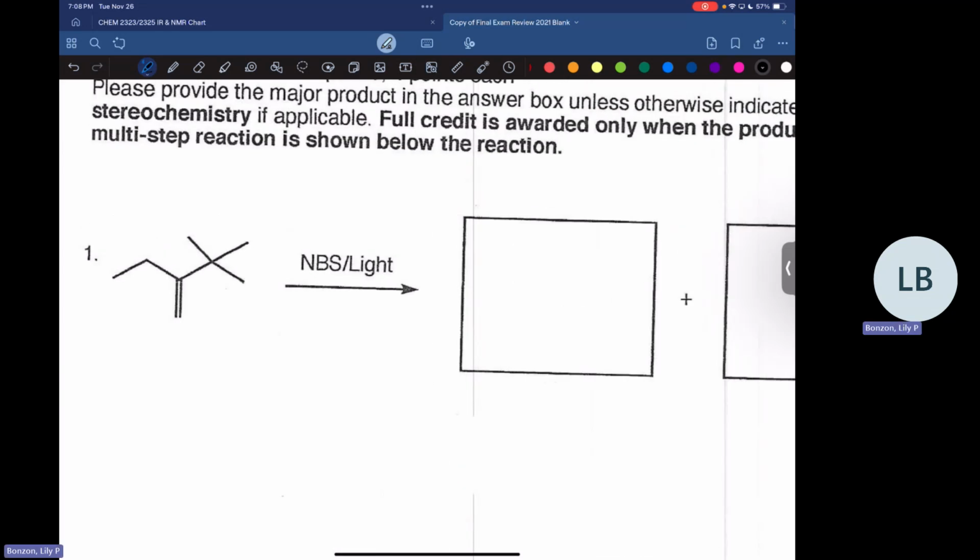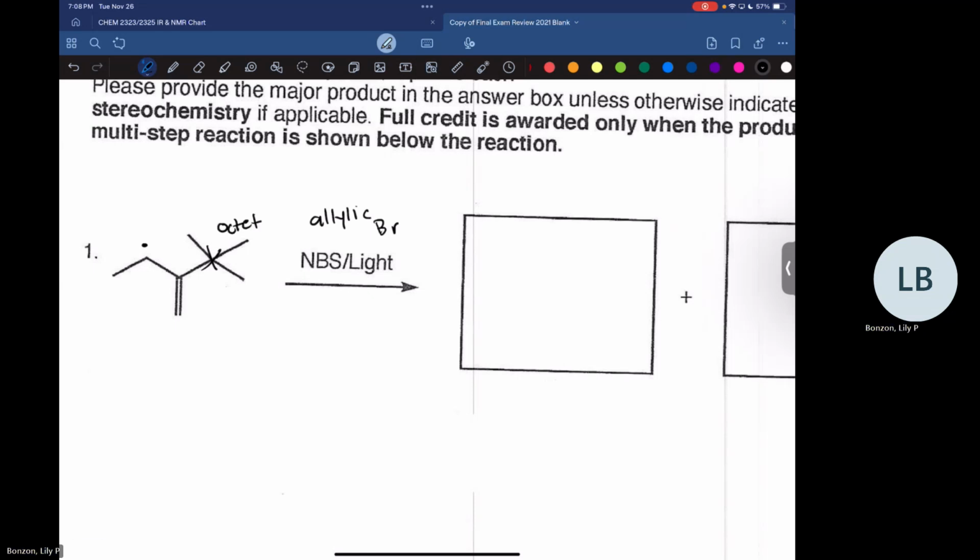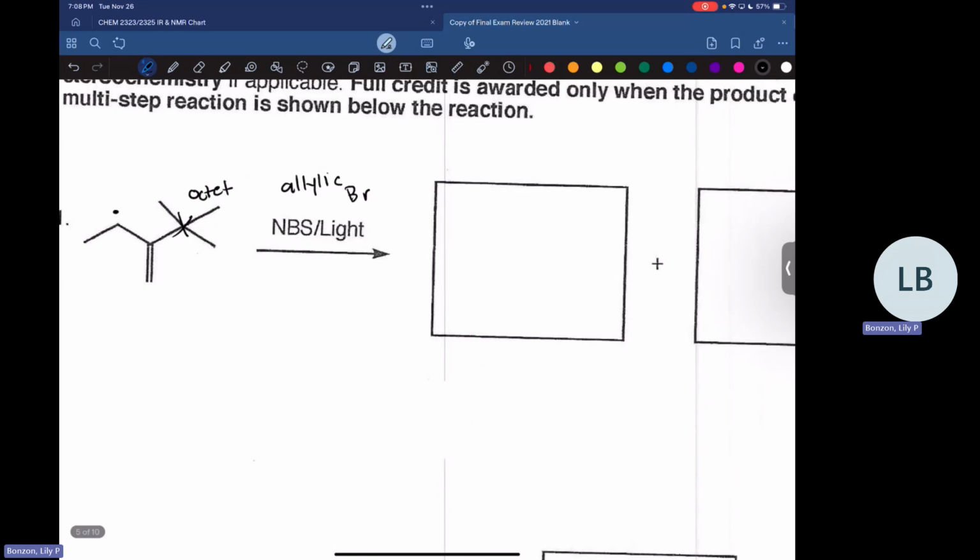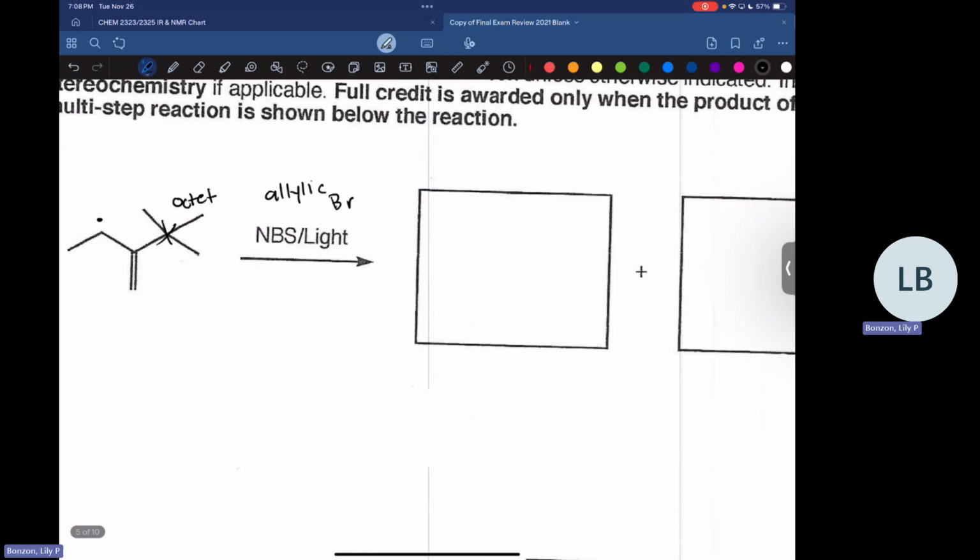This first question, we have NBS and light, which remember is the allylic bromination, where our first step is we add a radical to the position next to the double bond. So in this structure, we could add a radical to the group or the side going to the left. We cannot add a radical to the side going to the right because it already is bonded to 4 atoms. So this already has an octet. And so if we added a radical to that, then there'd be more than 8 electrons at that carbon. So that's not possible. So then after we find our radical position, the next step is to just add our bromine at that position.